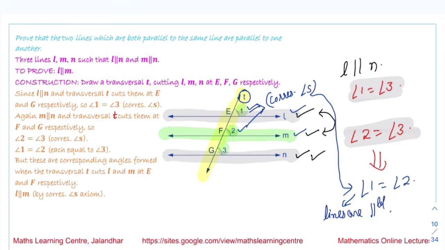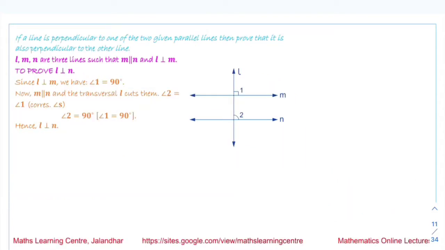Now the next we have is, if a line is perpendicular to one of the two given parallel lines, then we have to prove that it is perpendicular to the other line also. So we are saying a line M is given to us, another line L is given to us, and the angle between these two lines is 90 degrees. Now a line N is given to us which is parallel to M. So we have to prove that the angle between the lines N and L is also 90 degrees.